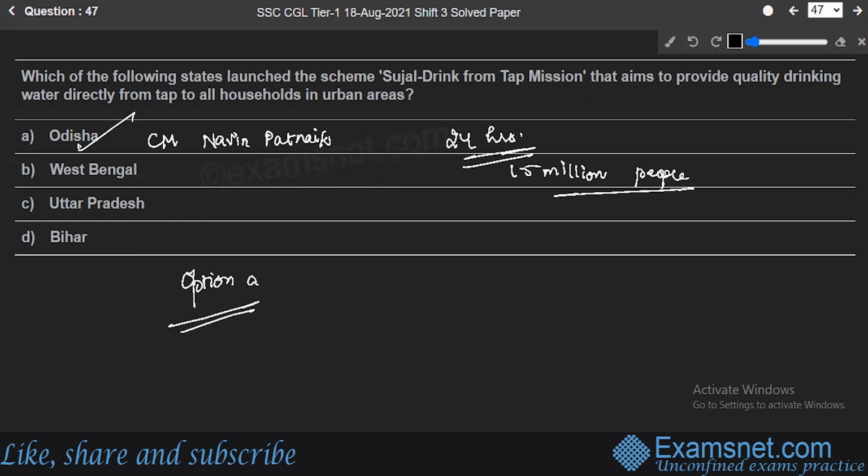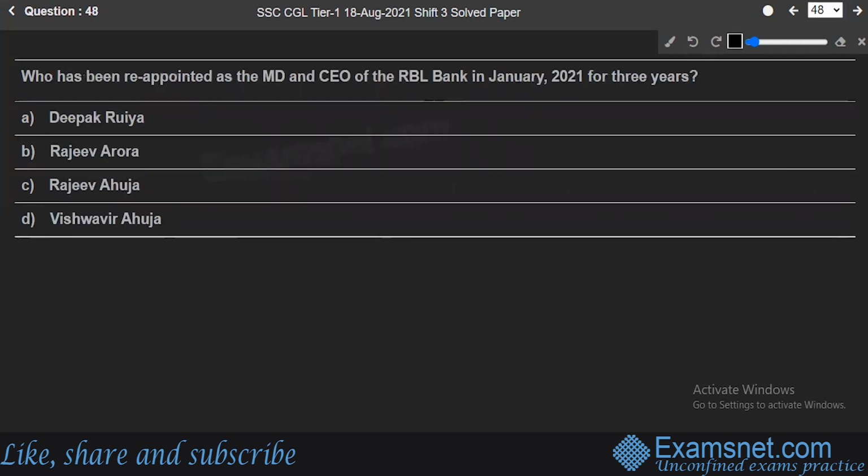All right. Next is question number 48. Who has been reappointed as the MD and CEO of RBL Bank in January 2021 for 3 years? Deepak Ruya, Rajiv Arora, Rajiv Ahuja, Vishwavir Ahuja. Which is the correct answer? Well, it is option D.